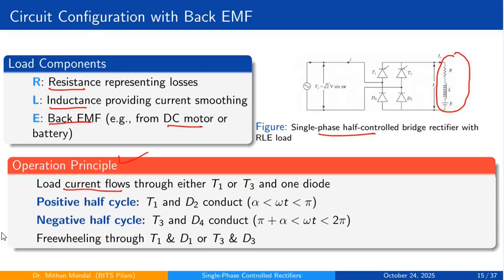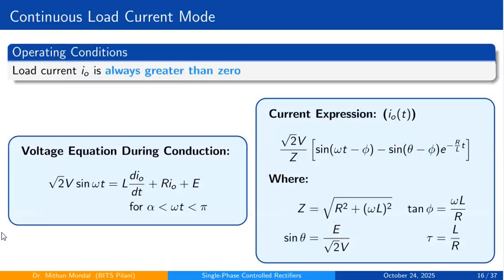Operating principle: if you see, the load current flows through either T1 or T3 and one diode. The positive half cycle will have T1 and D2 conduction when omega t is equal to alpha to pi, and in the negative half cycle you will have T3 and D4 conduction, so omega t will be pi plus alpha to 2 pi. Now in the freewheeling through T1 and D1 or T3 and D3, the current will not flow through the source, but it will freewheel through the freewheeling diode. So that will increase the efficiency.